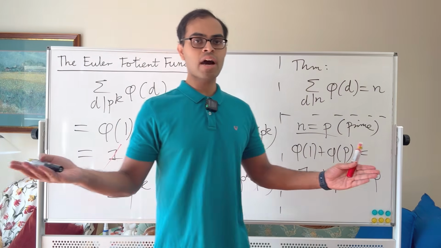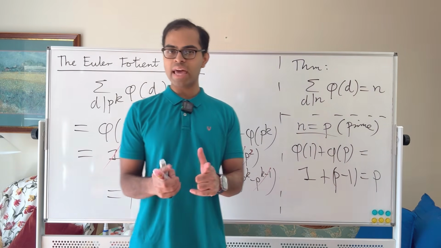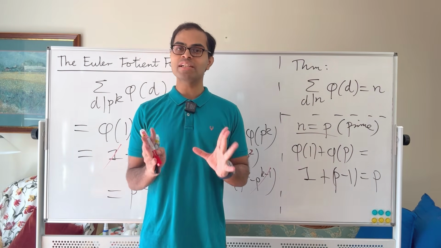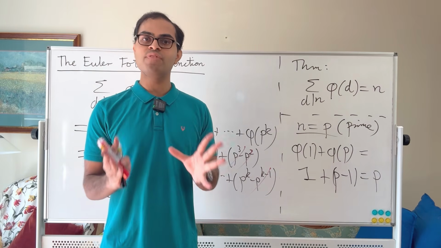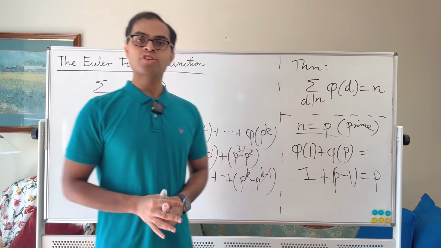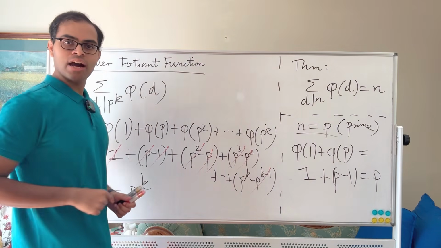But now we have to prove Gauss's theorem for all numbers. How are we going to do that? We're going to use some theoretical structure here, which is the idea that phi is a multiplicative function. So I'm going to talk a little bit about that and then get Gauss's theorem out of the way.